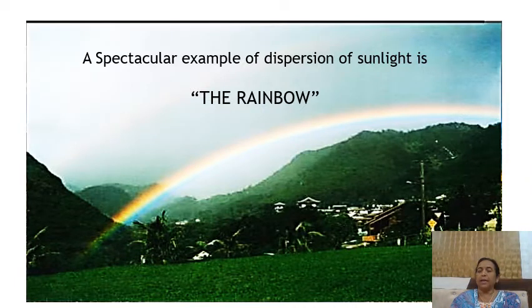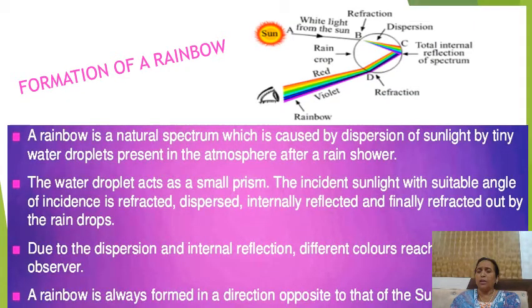Here is a spectacular example of dispersion of sunlight, that is the rainbow. How is the rainbow formed? A rainbow is a natural spectrum which is caused by the dispersion of sunlight by tiny water droplets present in the atmosphere. After a rain shower, you can see a raindrop.